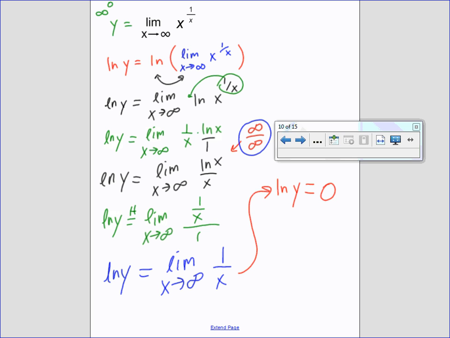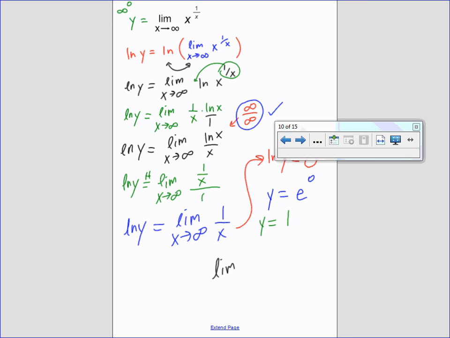Our original limit, as x approaches infinity of x to the 1 over x, was y. And so if ln of y equals 0, what must my original limit, which we named y, equal? Yeah, e to the 0. So my original expression that I named y equals 1, which means that after all that, the limit as x approaches infinity of x to the 1 over x is equal to 1. That's pretty sweet.